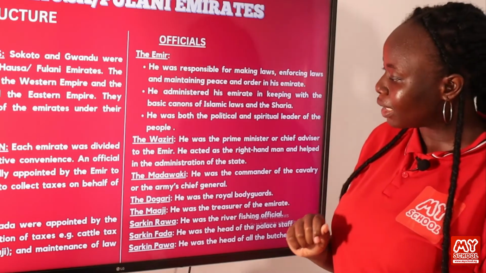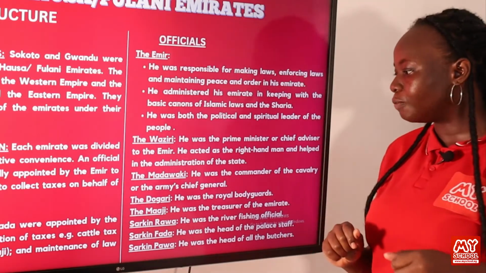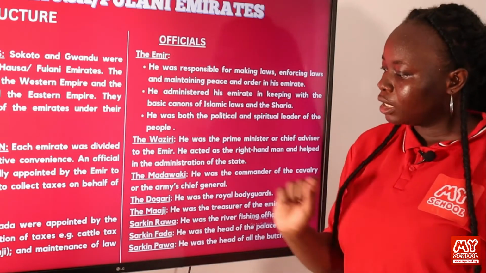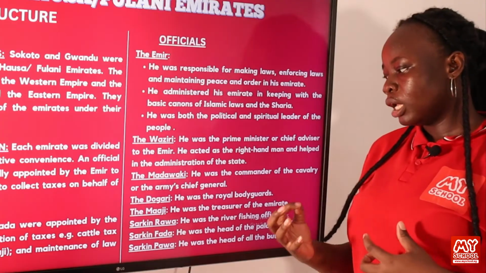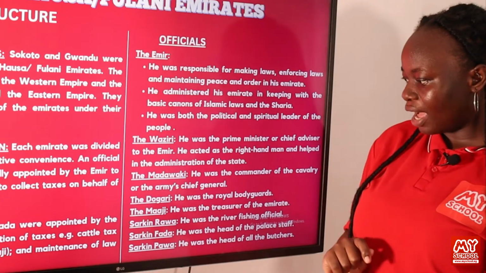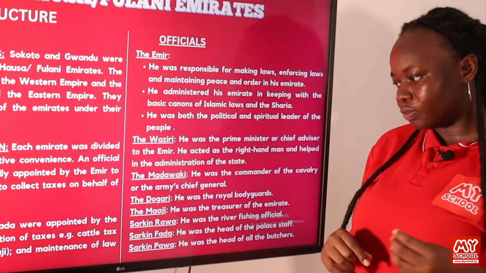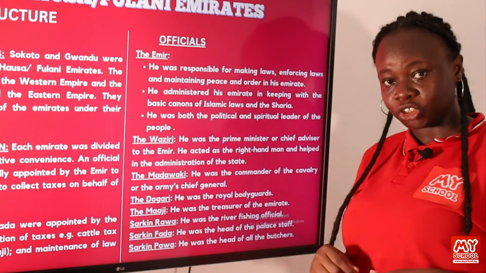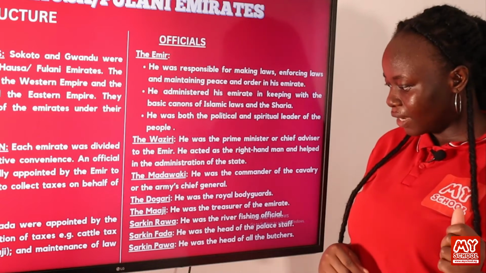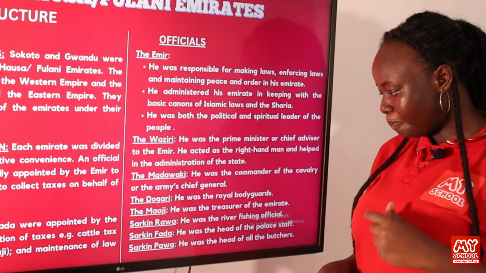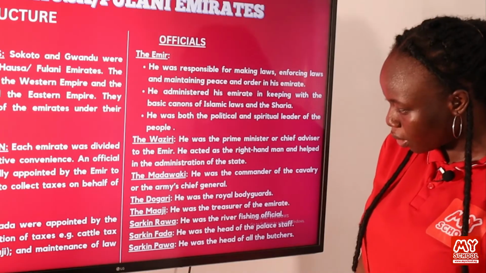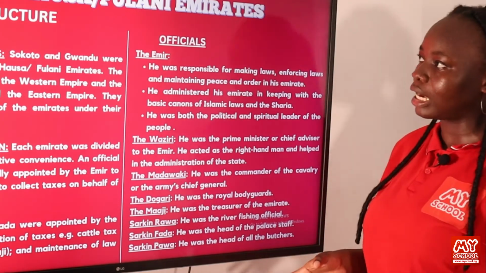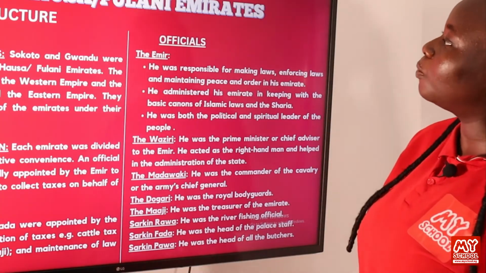Then we have the Madawakin, who is the commander of the cavalry or the army's chief general. He is the chief of the army. We have the Dogari, who was the head of the royal bodyguards. And we have the Maji, who was the treasurer of the Emirates. We have Sakin Rawa, who was the river fishing official. We had the Sakin Father, who was the head of the palace staff. And then we have Sakin Power, who was the head of all the butchers. So these were the officials that were present in the Hausa Fulani Emirates. Now let's move on to the next slide.